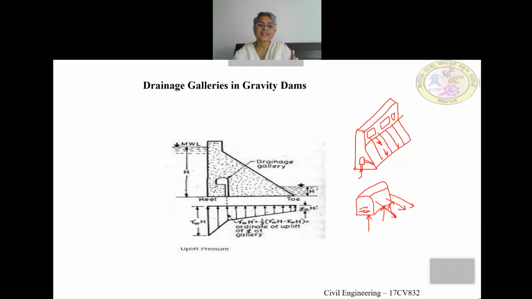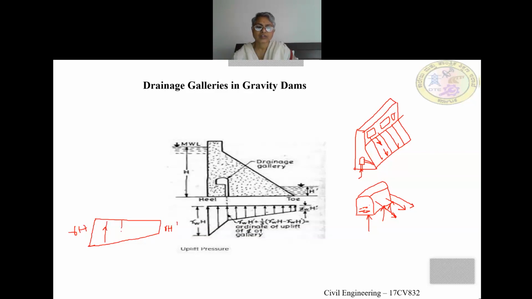So now you can see in this diagram. Normally, if there is tail water, here you can see there is tail water for a height of h dash. Therefore there is a head here also, that is gamma w into h dash. Here it is gamma w into h. So normally this will be the uplift pressure distribution if there is tail water. This is gamma w h dash, where h dash is the height of the tail water, and this is gamma w h, where h is the water on the upstream side. This is how the uplift pressure distribution will be.